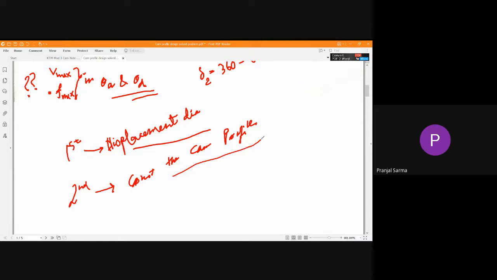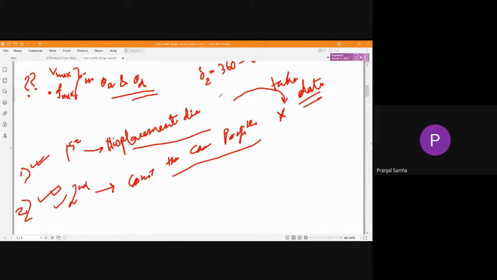For constructing the cam profile, you cannot directly jump to the second step. First you have to follow this, next only this. This is the first step, this is the second step. You cannot directly go here. This has a relation with this, because you are going to take data from the displacement diagram to properly draw the cam profile.